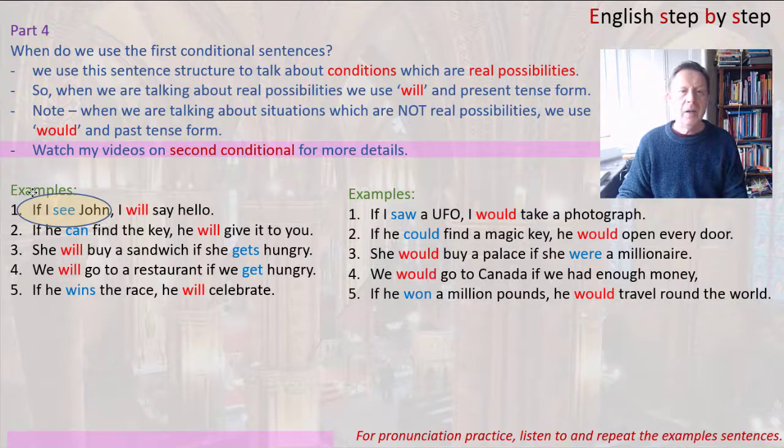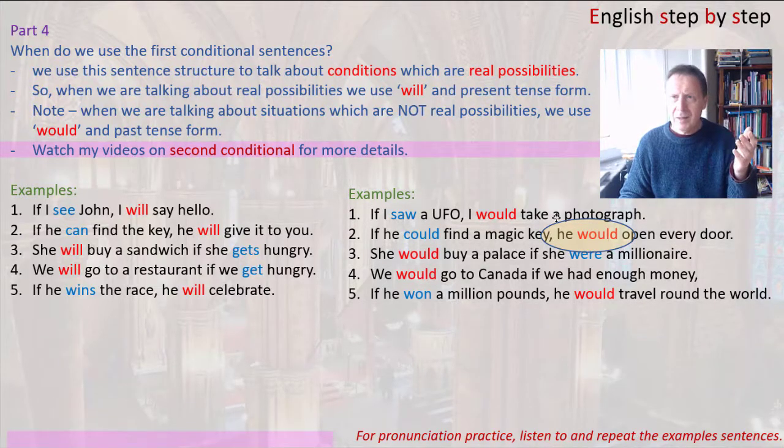Example 1. If I see John, I will say hello. That's possible. If I saw a UFO, I would take a photograph. Now, this situation is not a real possibility, so we use the past tense and would. Example 2. If he can find the key, he will give it to you. Example, second conditional. If he could find a magic key, he would open every door. Now that is not a real possibility.